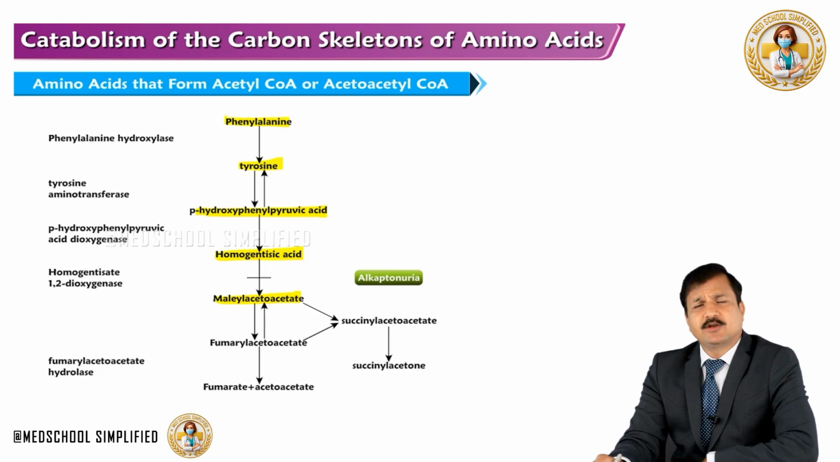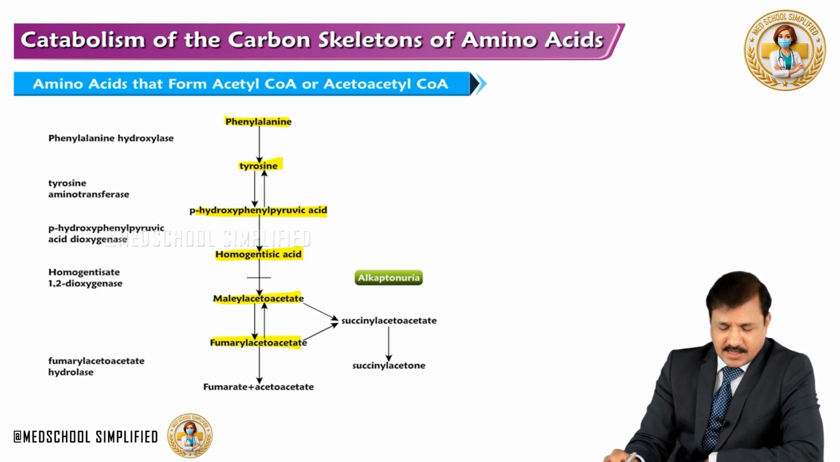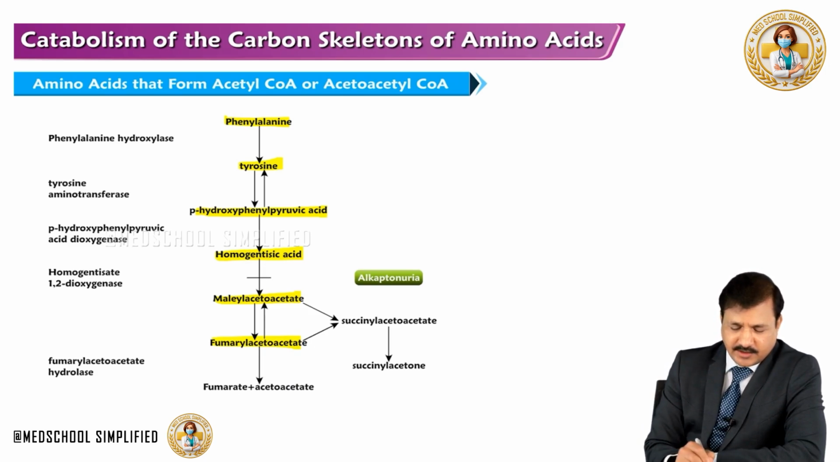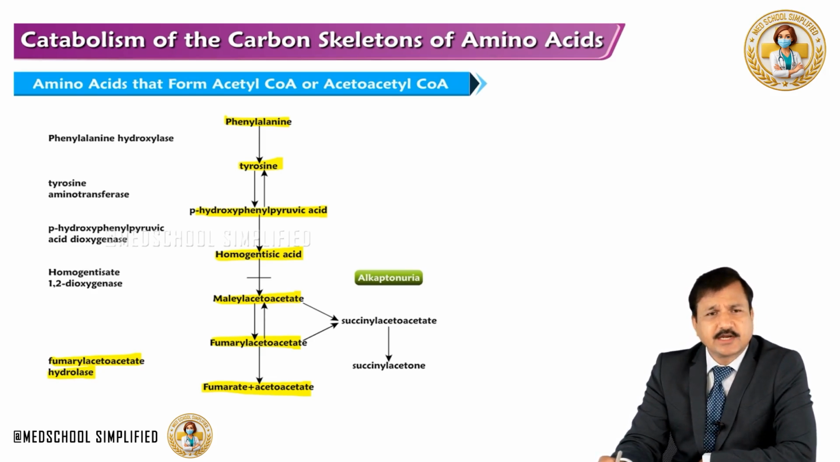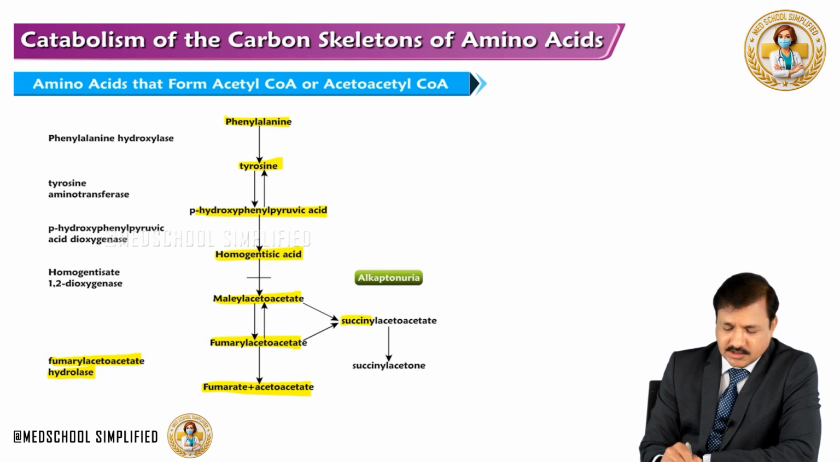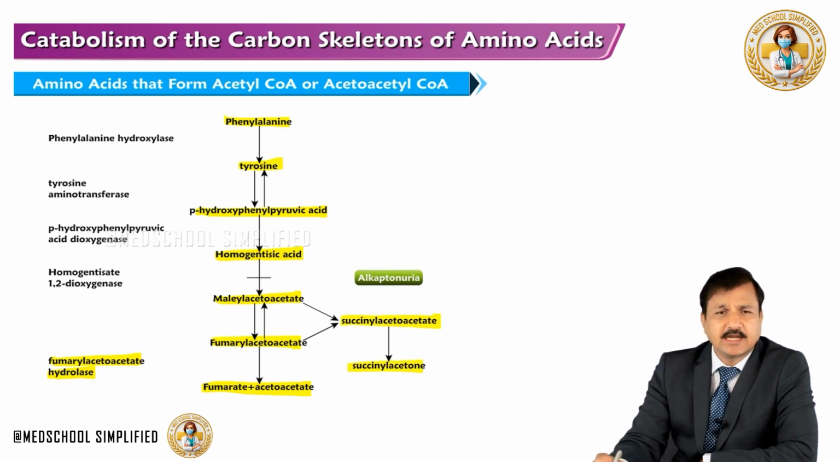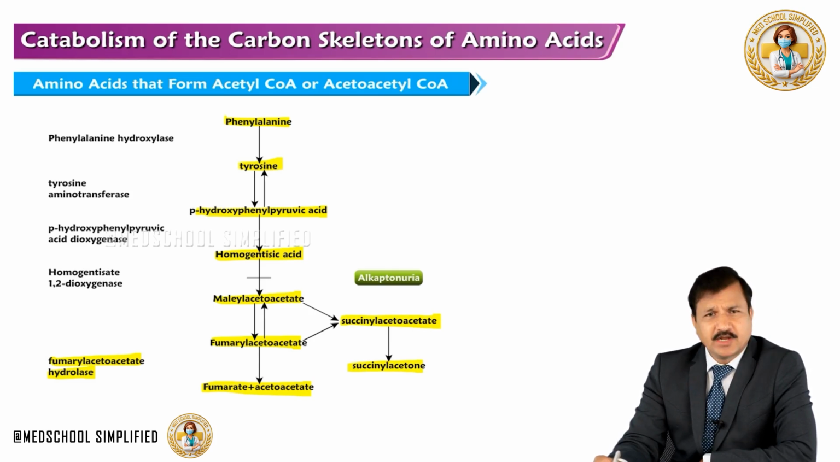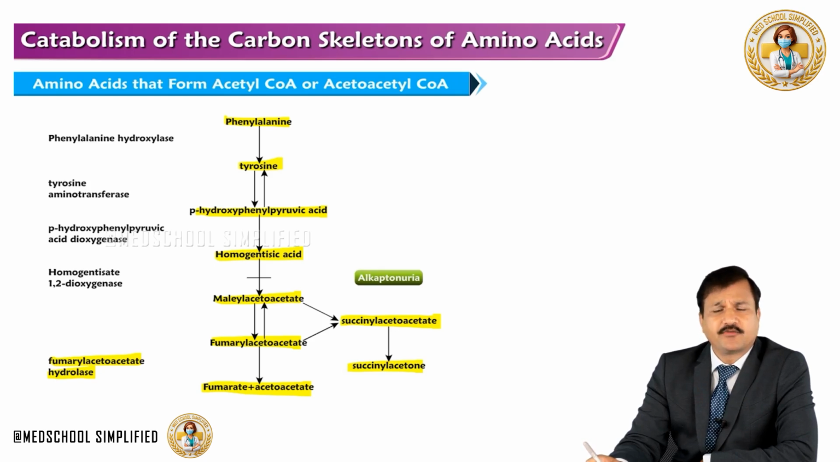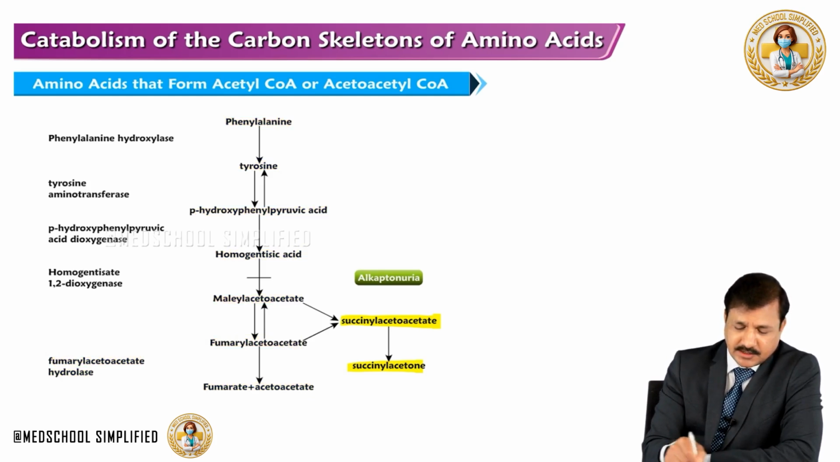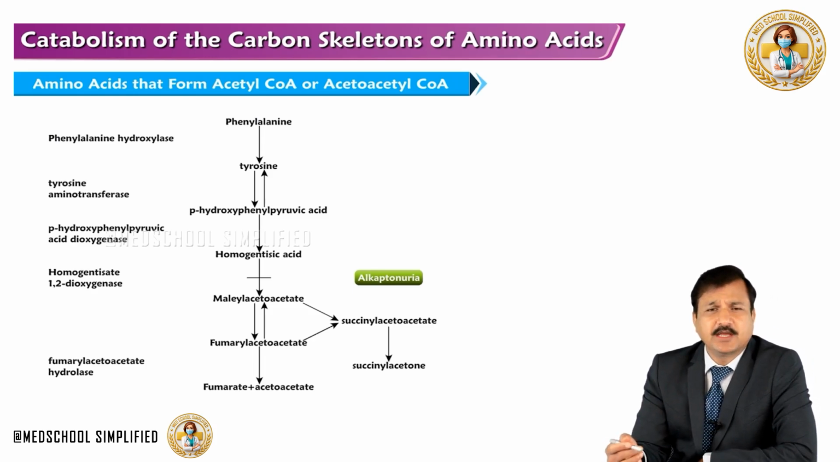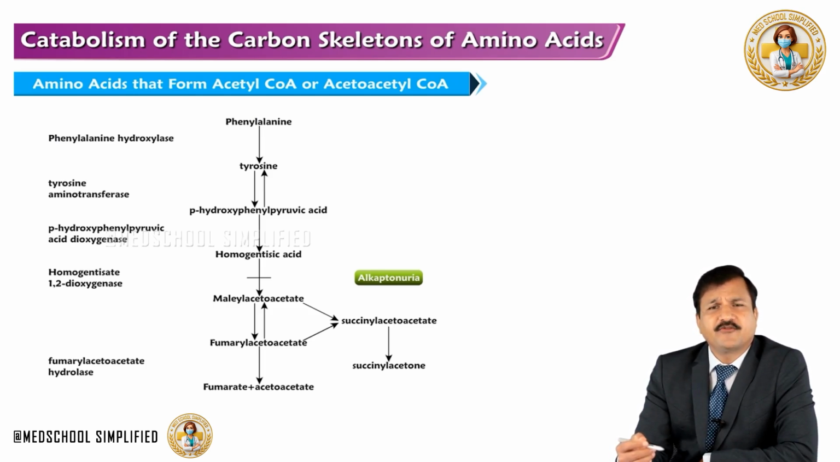And then the malonyl acetoacetate will be converted into fumaryl acetoacetate, and then fumaryl acetoacetate will be converted into fumarate and acetoacetate, done by fumaryl acetoacetate hydrolase enzyme. And note that this malonyl acetoacetate and fumaryl acetoacetate can go towards succinyl acetoacetate formation, which further forms succinyl acetone. So like this, phenylalanine and tyrosine will make both fumarate and acetoacetate ultimately. Okay, let me highlight that one more time so that you are aware of the important points you must know in the catabolism of phenylalanine and tyrosine, especially paying attention to the fate of the carbon skeleton.